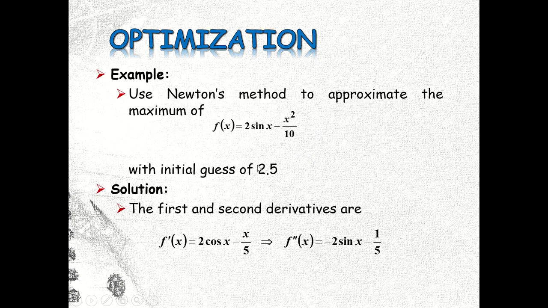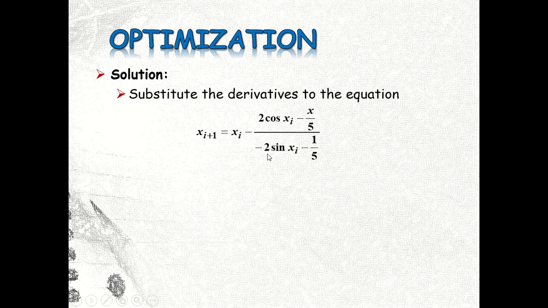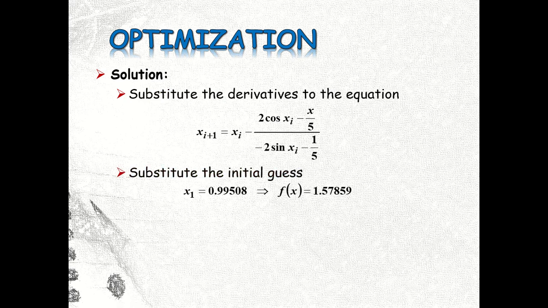Okay, so we use this initial guess of 2.5. Substituting, we get this x sub i. This is x sub 1, no? x sub 1, because this x sub i means the initial value. So this is our initial value.